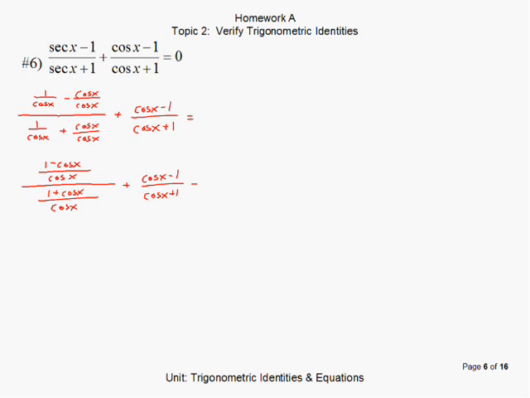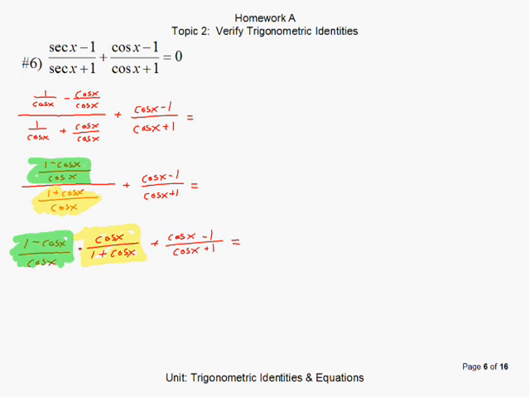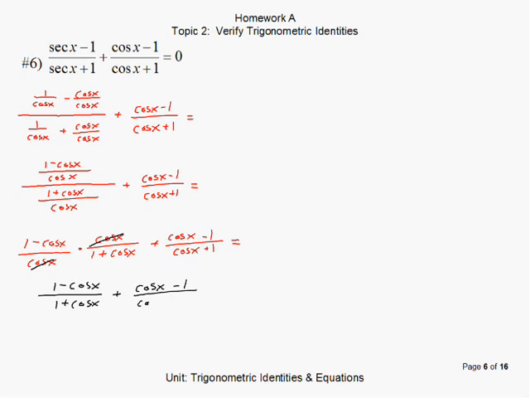We have this complex fraction on the left, which instead of dividing by the denominator, we can multiply by the reciprocal of the denominator. Notice the cosine of x's cancel in the numerator and denominator, leaving us with 1 minus cosine of x over 1 plus cosine of x plus cosine of x minus 1 over cosine of x plus 1.